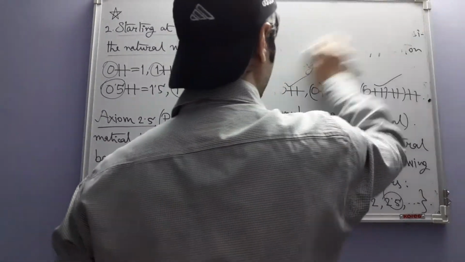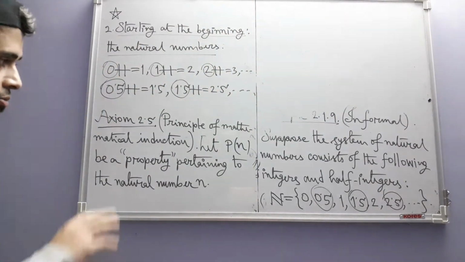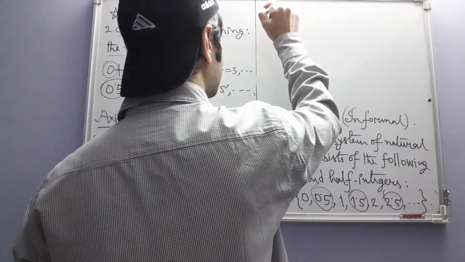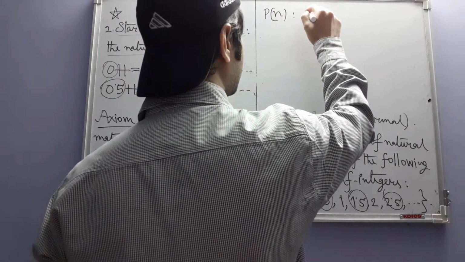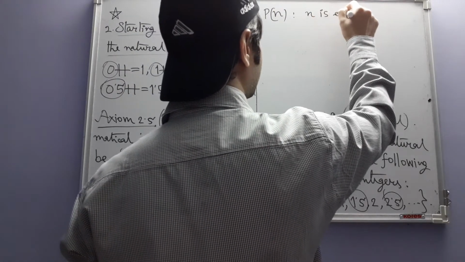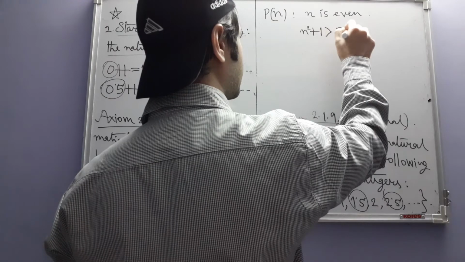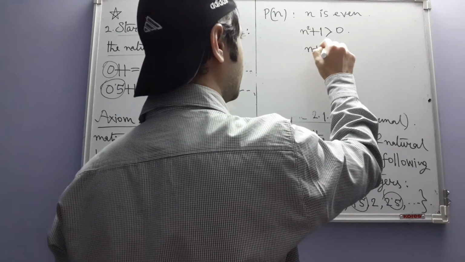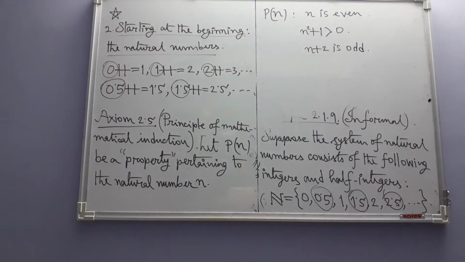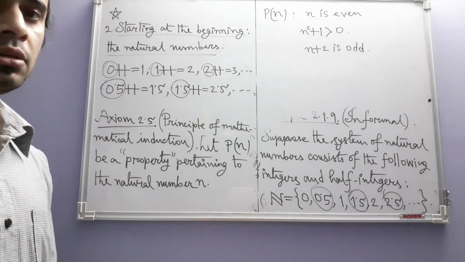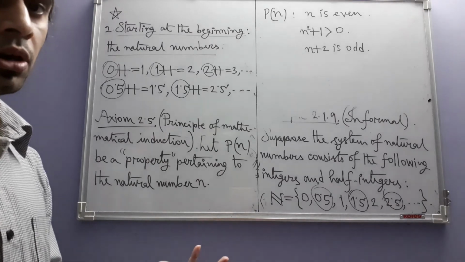Example means not an example in the sense of the text, but some example to clarify what Pn is. Pn can be any of these statements: n is even, n square plus 1 is greater than 0, n plus 2 is odd. Things like this. Okay, statements involving n. Statements you already know by now are assertions, which are either true or false.